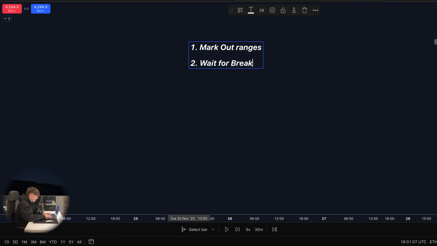So wait for that breakout. And then step number 3 is obviously the liquidity wick. We need to see if the liquidity wick is being formed. If so, we wait for that no bottom wick candle, or obviously no top wick if you're taking sales.